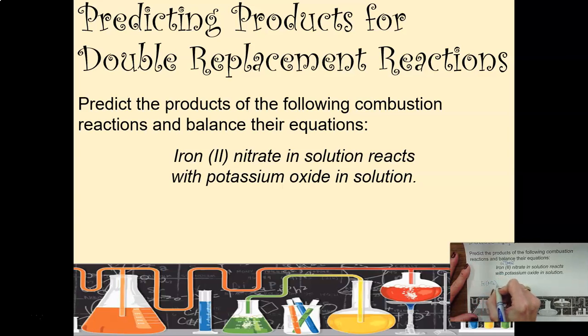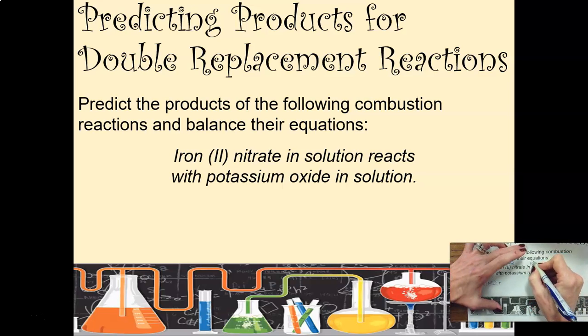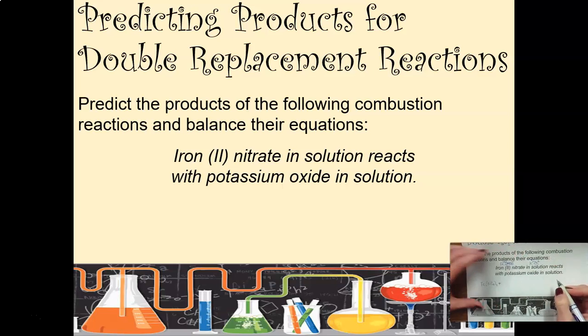Fe(NO3)2. It's in solution and it reacts with, so that's, I'm adding that. I'm adding what? I'm adding potassium oxide. So potassium is K. Its oxidation number is +1. Oxygen's oxidation number is -2. So you crisscross those and use them as subscripts, and the formula is K2O.